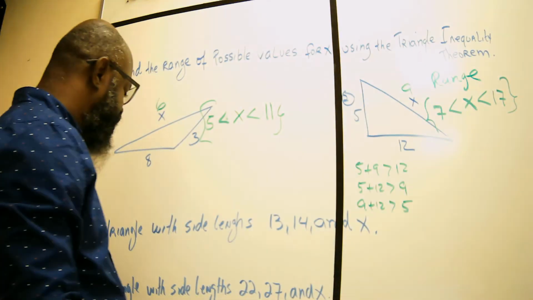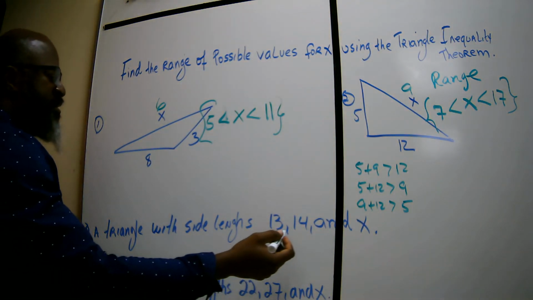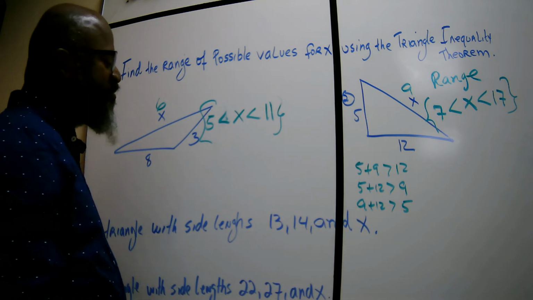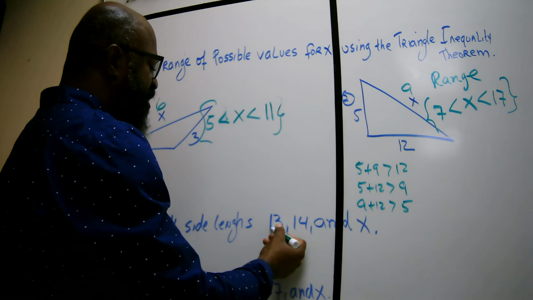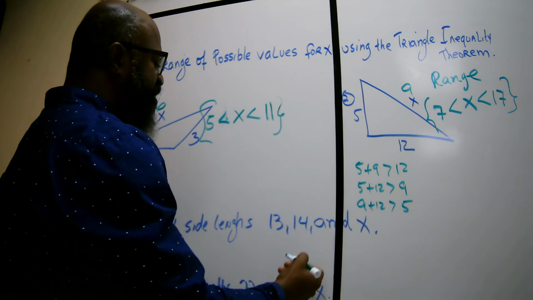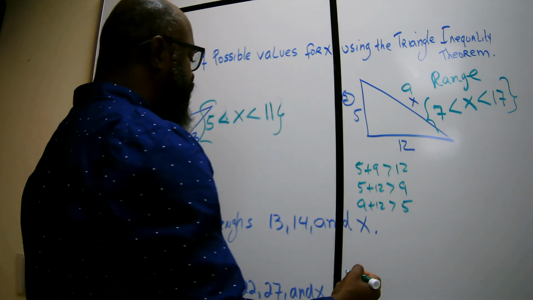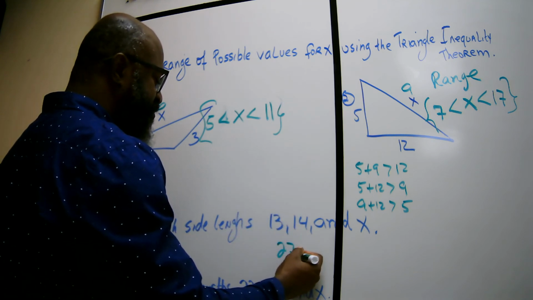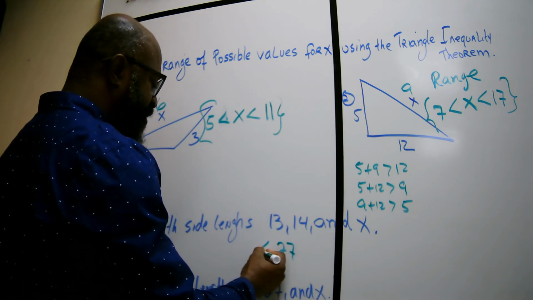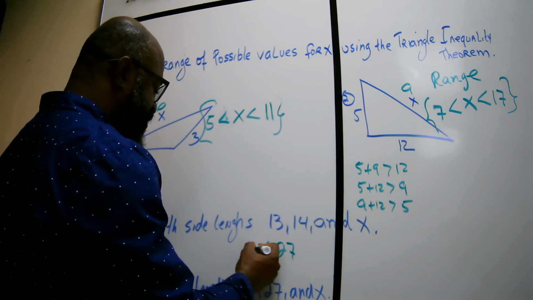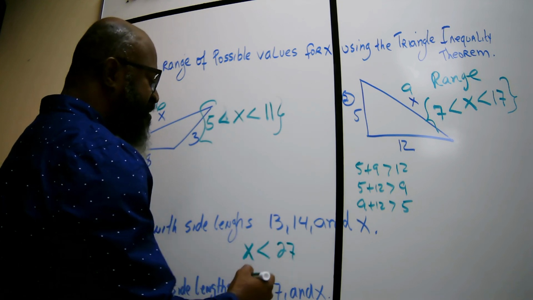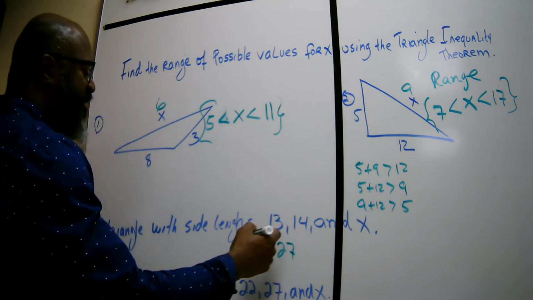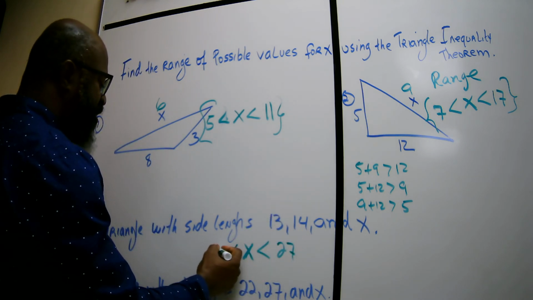So this is the same situation that you have here. In this case, they don't do the triangle for you. You still have to do that. You take 13 plus 14, that will give you 27. So you will have 27 has to be greater than x. Now you take 14 minus 13, then x has to be greater than 1.